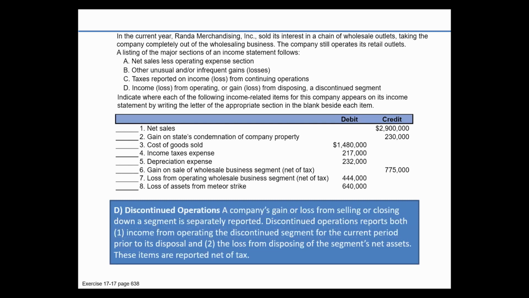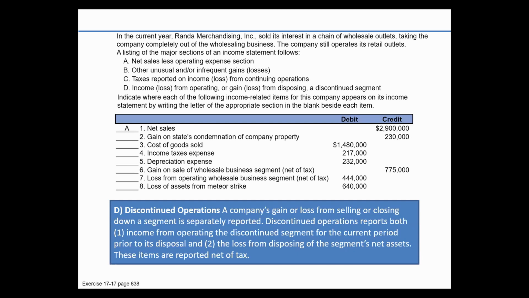And then D is our discontinued operations, the company's gain or loss from selling or closing down a segment. It is separately reported. Discontinued operations report both the income from operating the discontinued segment for the current period prior to its disposal. So let's say that they quit in June, the wholesaling. Well, they still would have January through May that they would still have to deal with. But then after that, they quit doing it. And also the loss from disposing of the segment's net assets. These items would be reported net of tax.